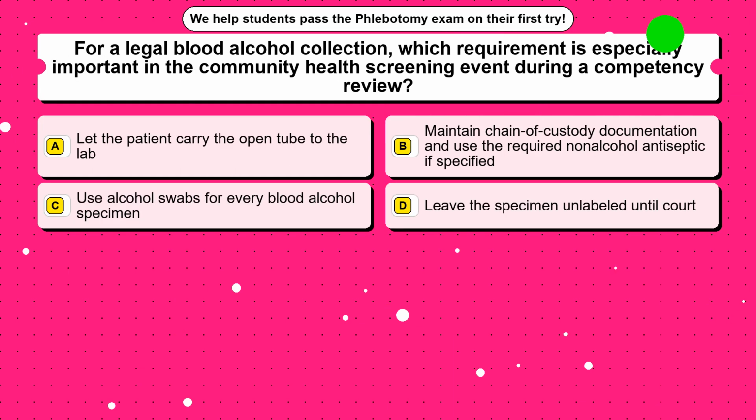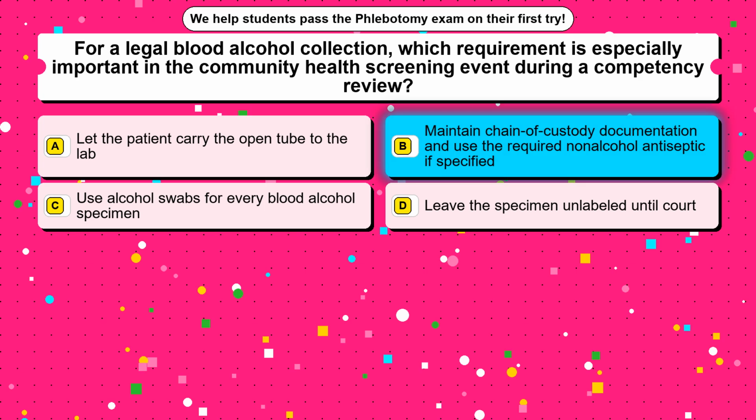Question 72. For a legal blood alcohol collection, which requirement is especially important in the community health screening event during a competency review? Option A. Let the patient carry the open tube to the lab. Option B. Maintain chain of custody documentation and use the required non-alcohol antiseptic if specified. Option C. Use alcohol swabs for every blood alcohol specimen. Option D. Leave the specimen unlabeled until court. The correct answer is option B.